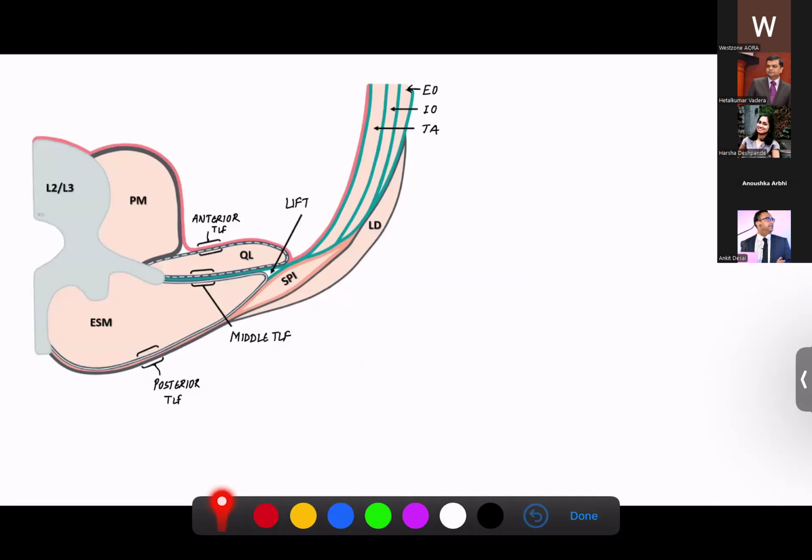Here we can see the erector spinae muscle. There's posterior thoracolumbar fascia, middle thoracolumbar fascia. The QL muscle is encased by anterior and the middle thoracolumbar fascia. The middle thoracolumbar fascia is the target in posterior QL blocks, whereas the anterior thoracolumbar fascia is the target in anterior QL block.